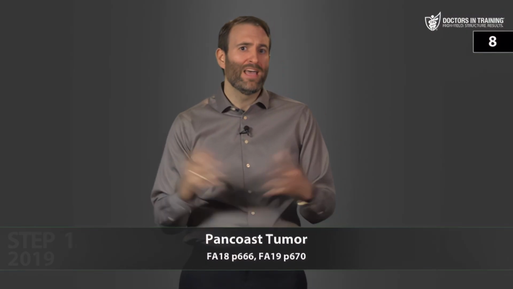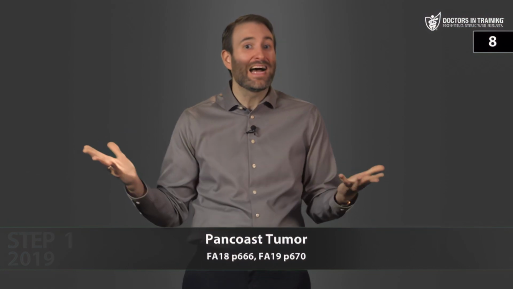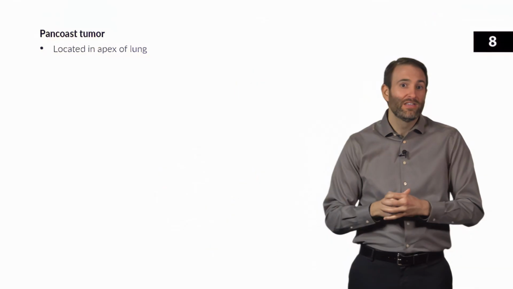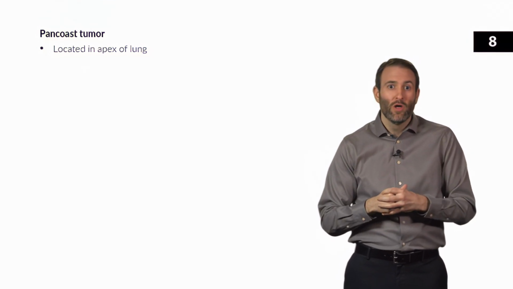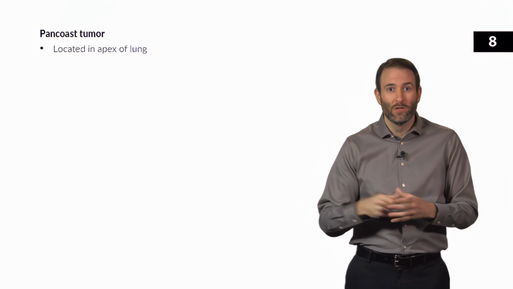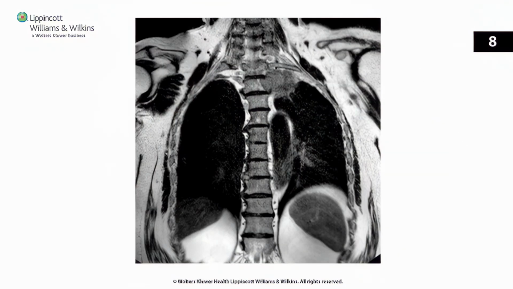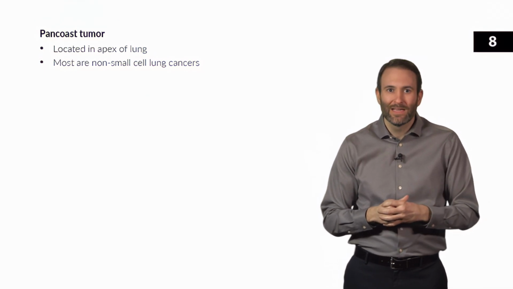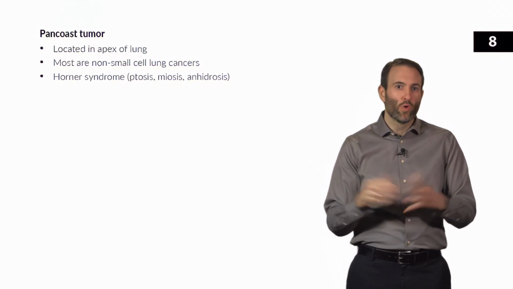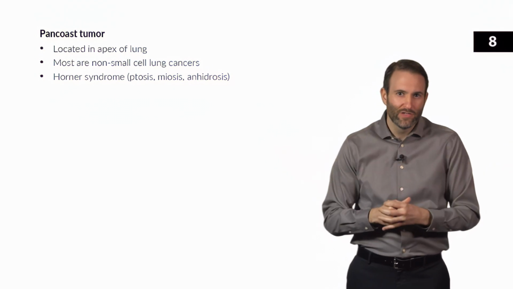Let's move on to Pancoast tumor. A Pancoast tumor is actually any type of histological lung cancer that is found in the apex of the lung. Most Pancoast tumors, though, are non-small cell lung cancers. Here we have an image, and you can see an example of this in the upper portion of the lung. Because of its location, it can affect the cervical sympathetic plexus, and it can cause the famous Horner syndrome. Do you remember the characteristics of Horner syndrome?